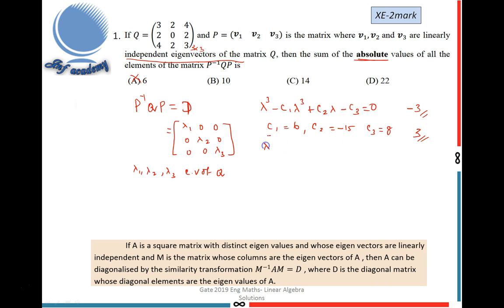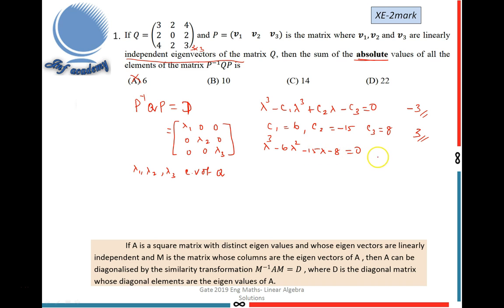So finally I got the cubic characteristic equation: lambda cube minus 6 lambda square minus 15 lambda, because C2 is minus 15, plus C2 times lambda, so minus 15 lambda. Here C1 is 6 and the sign is minus, so minus 6 lambda square. C3 is 8, but the characteristic equation has minus C3, so minus 8 equal to 0. This is the characteristic equation. You have to solve this equation, and you can get three values. These three values are the eigenvalues of the Q matrix.